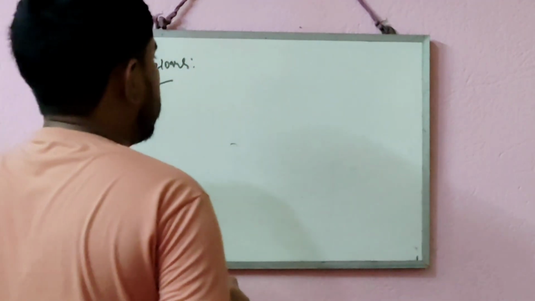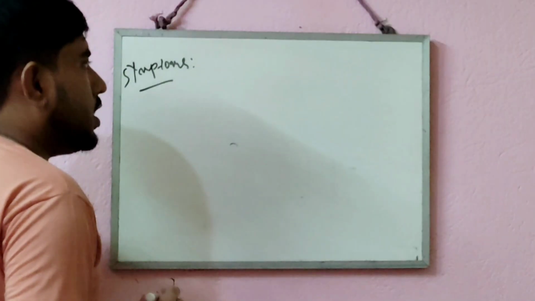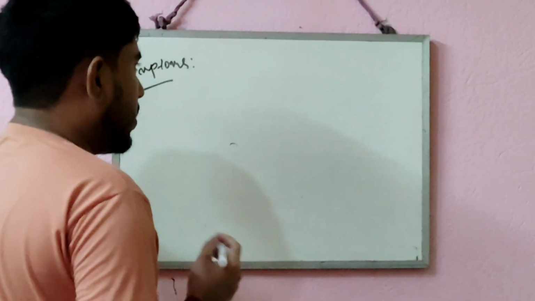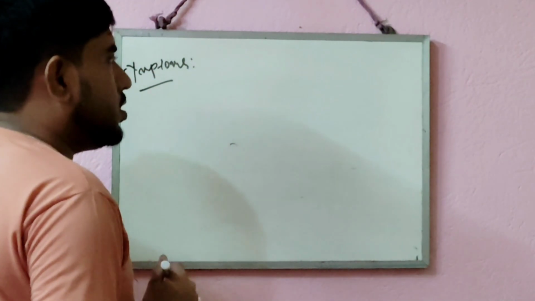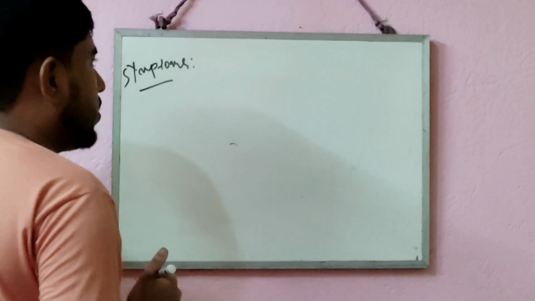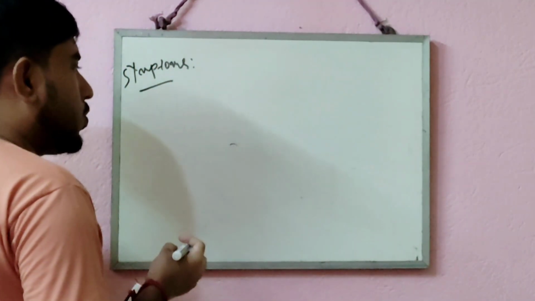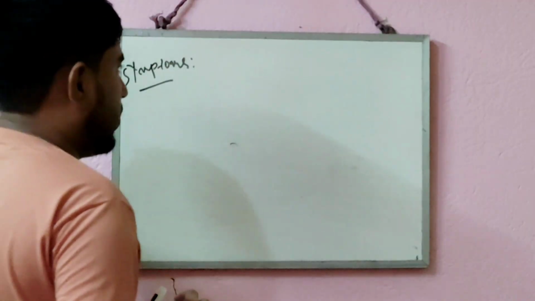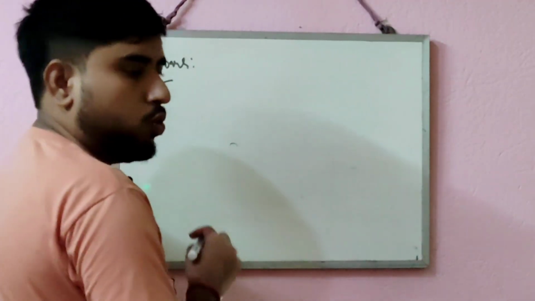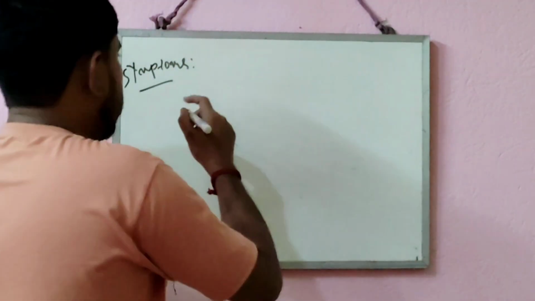These are the symptoms by which you can easily understand, or estimate, that one person is suffering from myasthenia gravis, or that the patient may be affected by the autoimmune disease myasthenia gravis. What are the symptoms? Let's go into those symptoms.